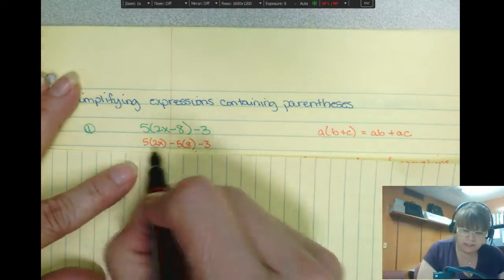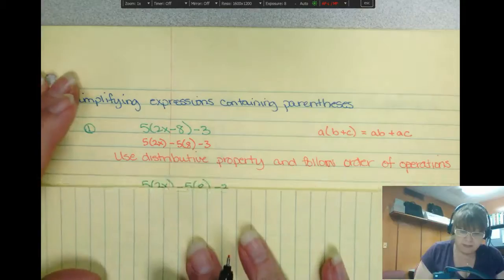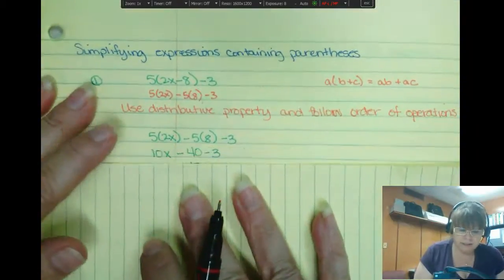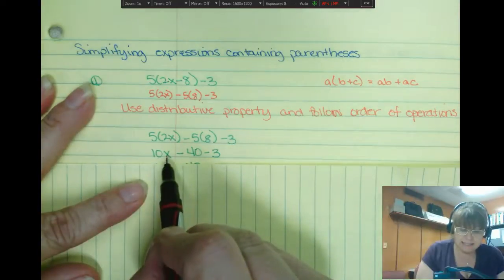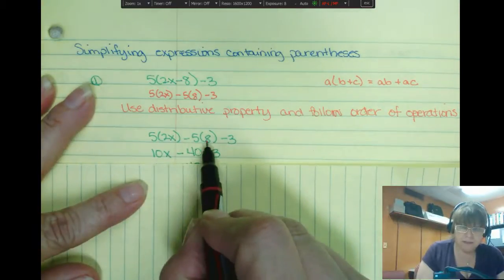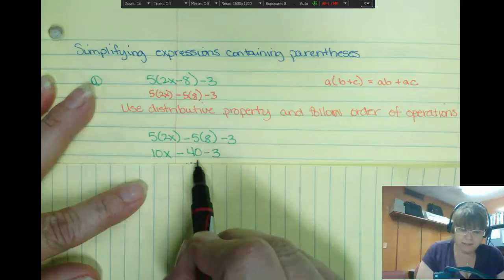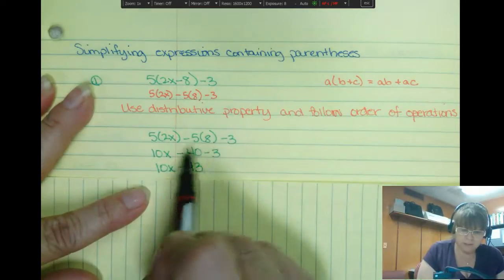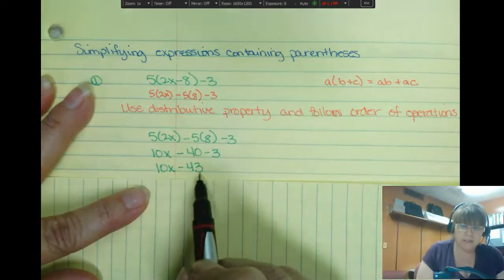And going to distribute. Okay. I've already started it down here. 10x and 5 times 8 is 40 minus 3. Combine like terms. So 10x minus 43.